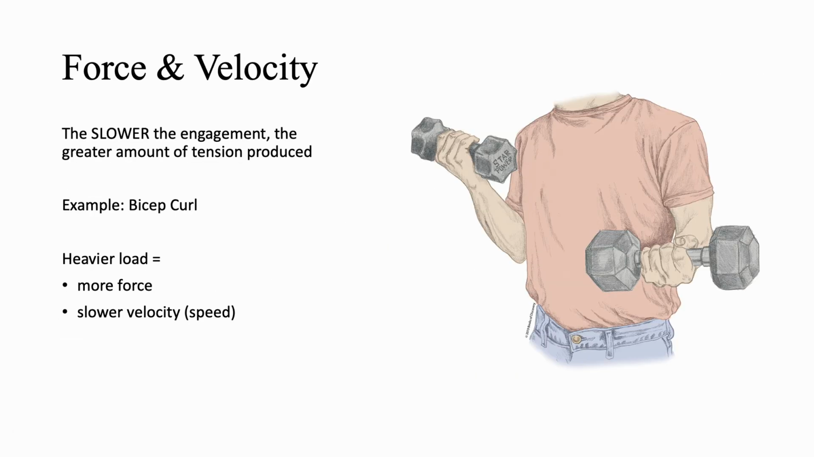Force and velocity is a concept that is very easy to feel, but harder to explain without the physics. Basically, there is an inverse relationship between how fast a muscle moves and how much force it can create. So look at the person doing a bicep curl. If you pick up a 5-pound dumbbell, you can curl it very quickly. But if you pick up a 50-pound dumbbell, your velocity or speed slows down significantly.